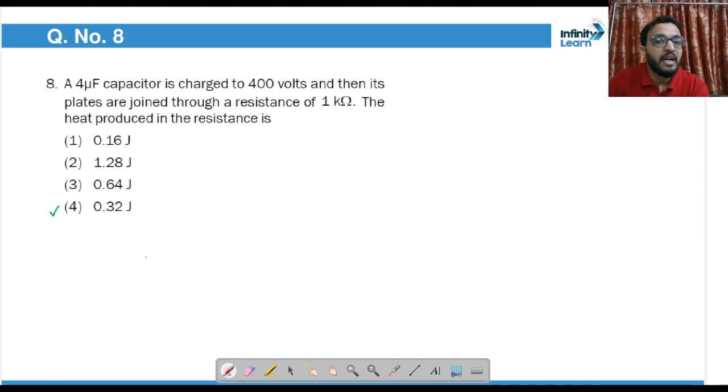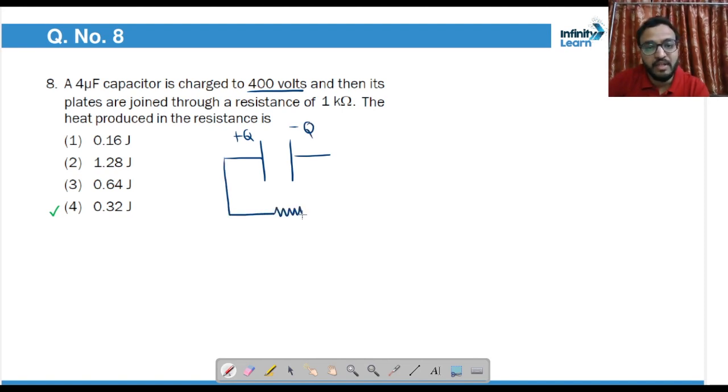Question number 8. A 4 microfarad capacitor is charged to 400 volts and then its plates are joined through a resistance of 1 kilo ohm. Find the heat produced in the resistance. See, it's very simple logic. If you charge a capacitor, first of all, now if you connect these ends of the capacitor, okay, if you connect these ends of the capacitor, then what will happen?